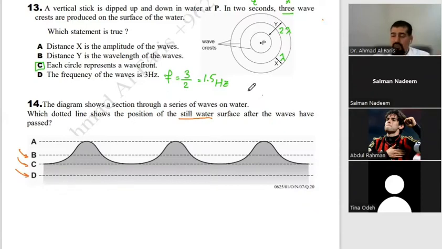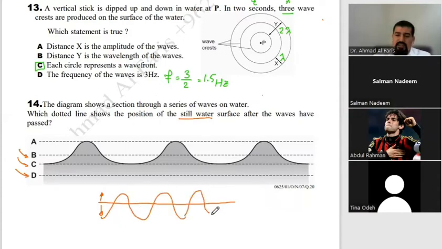Actually, we know that when the water is at rest, it doesn't move. When there are waves, it will oscillate above and below this line. So it will move like this. Which of these lines is similar to the rest line, the line in the middle that I drew? Exactly. Thank you, Tina. Thank you, Salman. Thank you, Omar Ali. It's B.